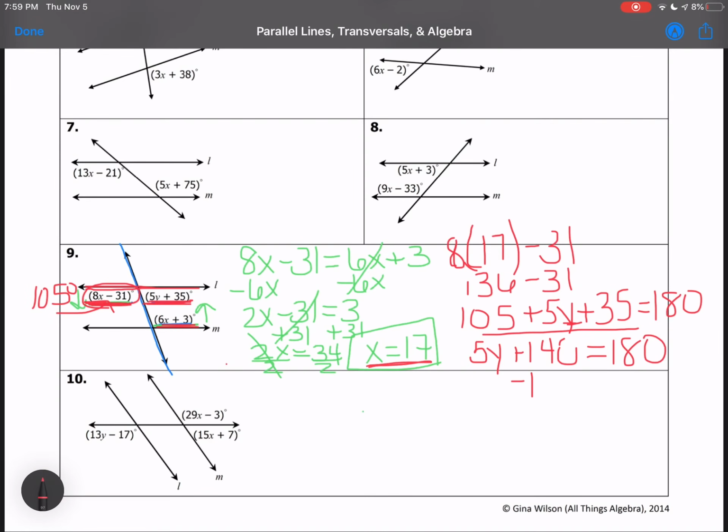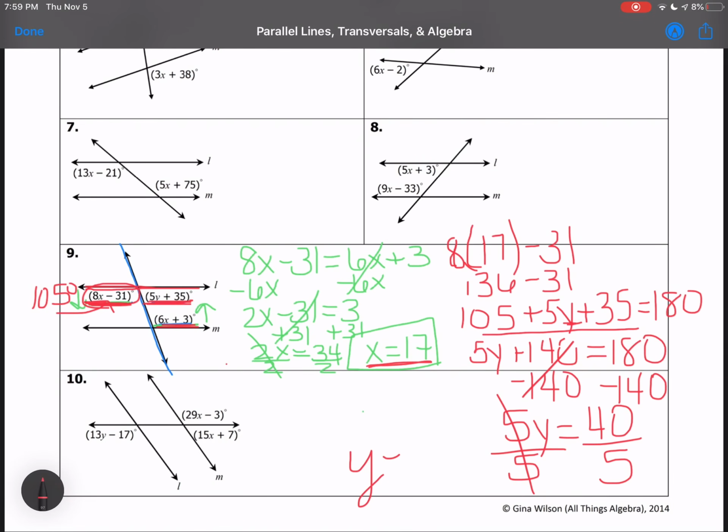Now I'm going to subtract 140 here. Those cancel. Subtract 140. I'm left with 5y equals 180 minus 140 gives me 40. Last step, we divide by 5. Those cancel. 40 divided by 5 is going to leave me with y equals 8. So then I found my other variable.